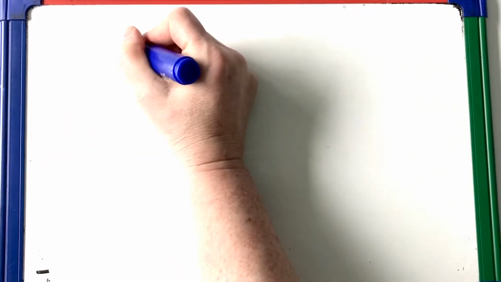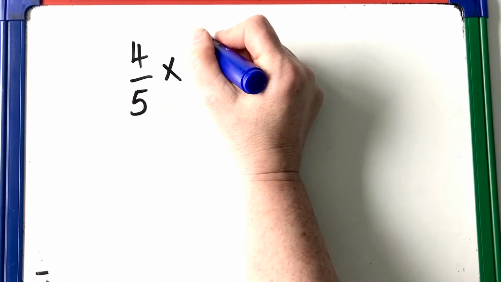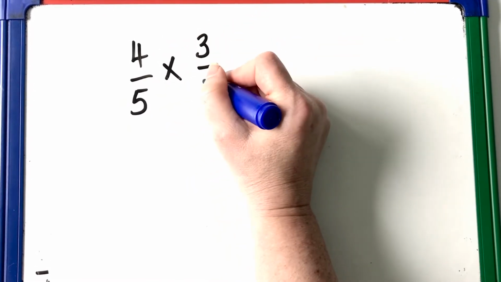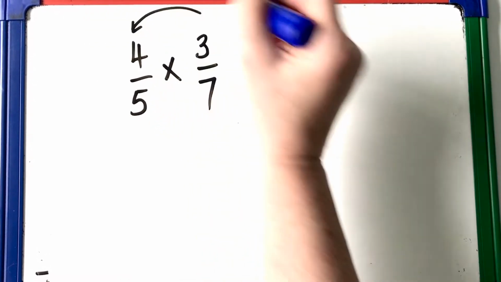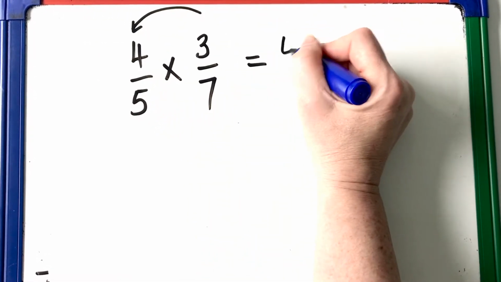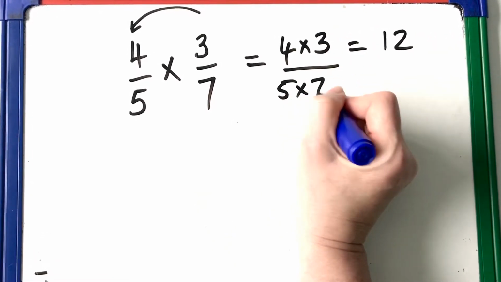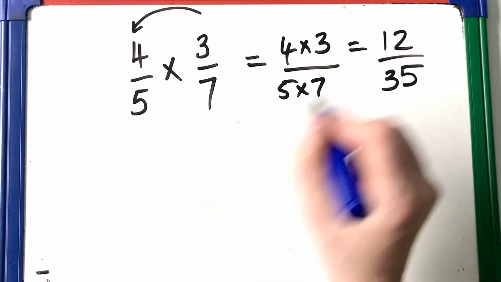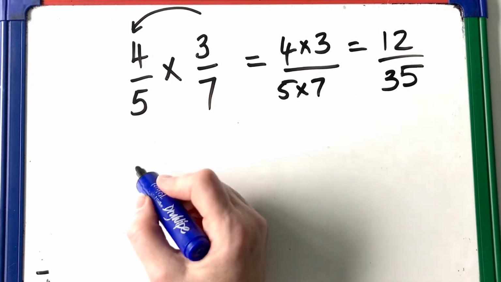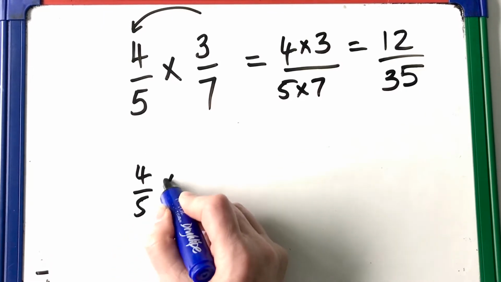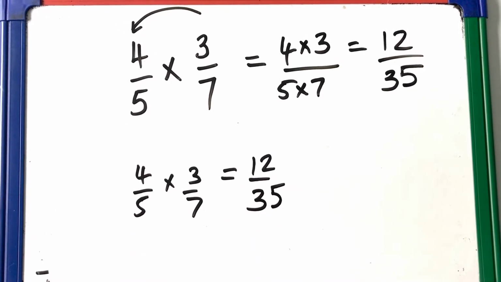Let's say we wanted 4/5 of, I don't know, 3/7. Well, multiply the numerators. 4 times 3 is 12. And 5 times 7 is 35. They don't have a common factor. That's it. So 4/5 times 3/7 is just 12 out of 35.